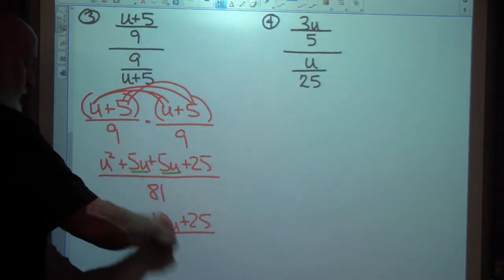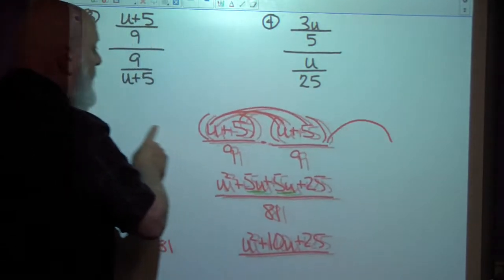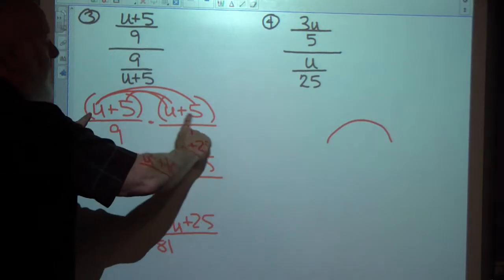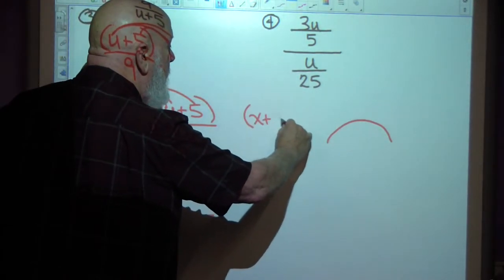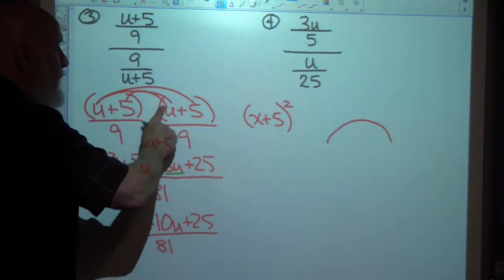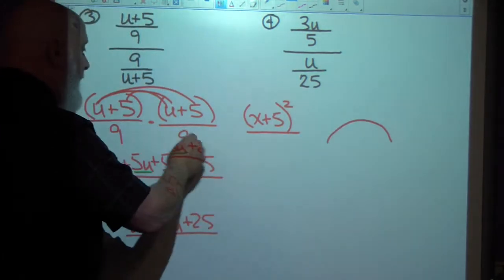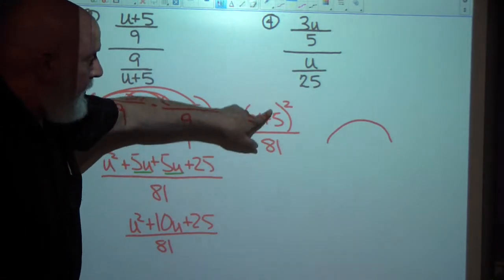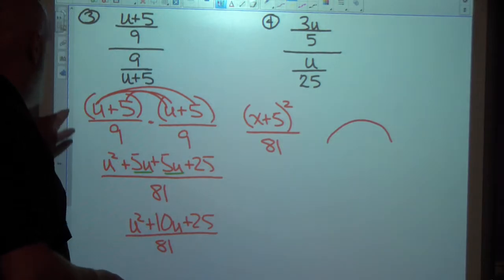And you could just say, whoop, that's not what I wanted to happen. U plus 5 times U plus 5, you could just call that U plus 5. Anything multiplied by itself is that thing squared. So U plus 5 times U plus 5, we could call that U plus 5 quantity squared over 81. This is how I personally would do it, because my instructors always told me, always leave everything in factored form.